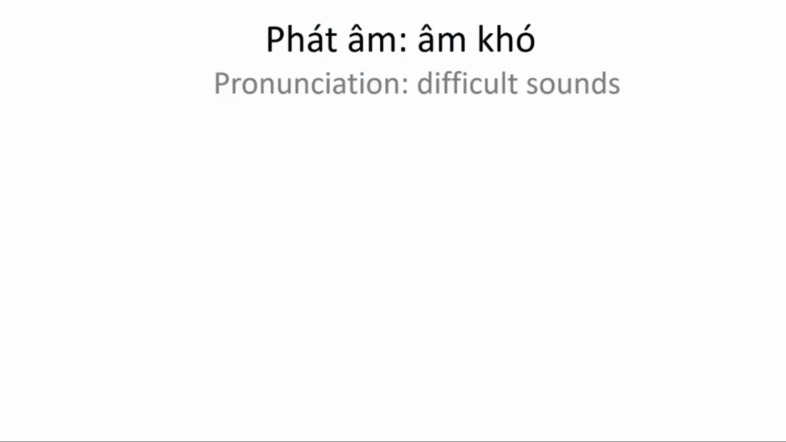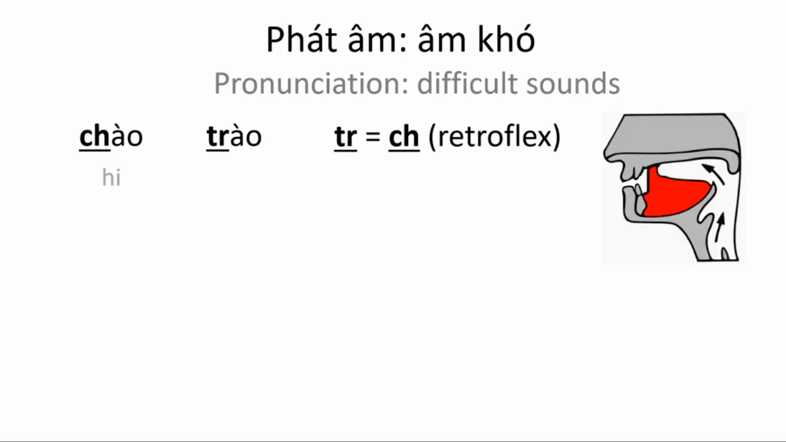Phát âm khó. Before we get into the names of major countries or nationalities, we need to tackle a few more difficult sounds in Vietnamese. Now remember, chào, as in hi. This doesn't have any meaning, but the TR digraph is a retroflex version of the CH digraph. What does that mean? Any retroflex sound means that the tongue is curved back in the mouth, as you can see in the diagram.